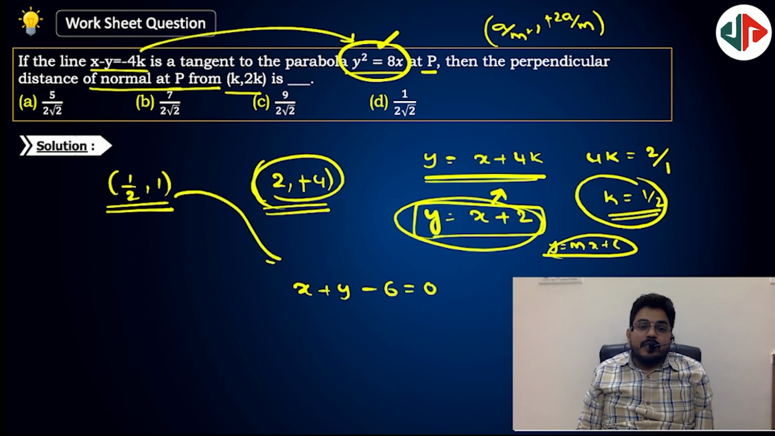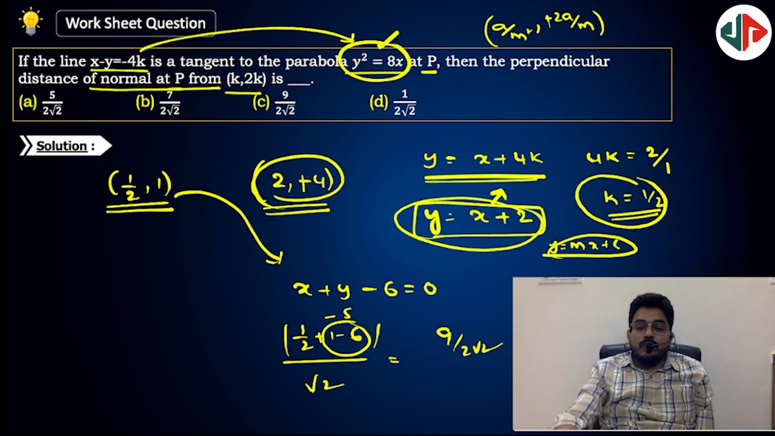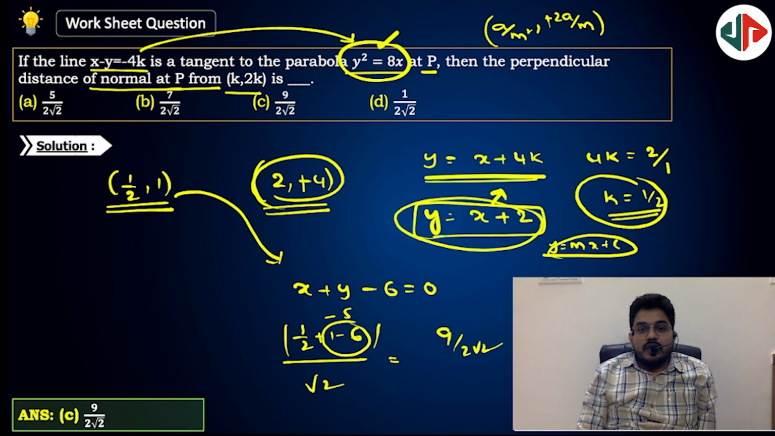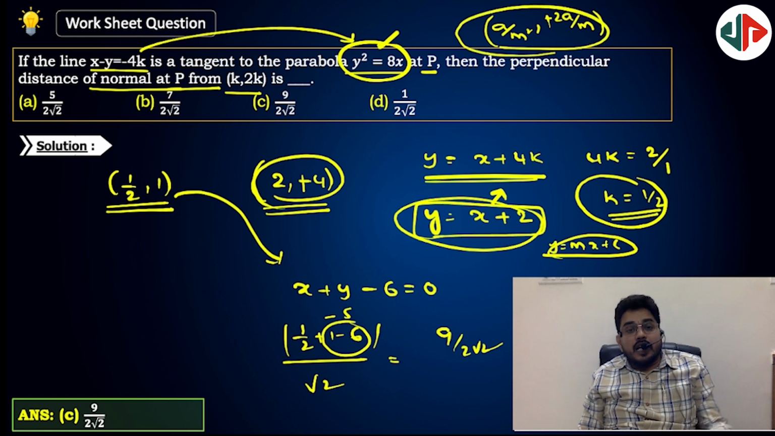Perpendicular distance from this point to this line is modulus of 1 by 2 plus 1 minus 6, which is minus 9 by 2, divided by root 2. So 9 by 2 root 2 is the answer. So you need to know the condition for tangents and point of contact.